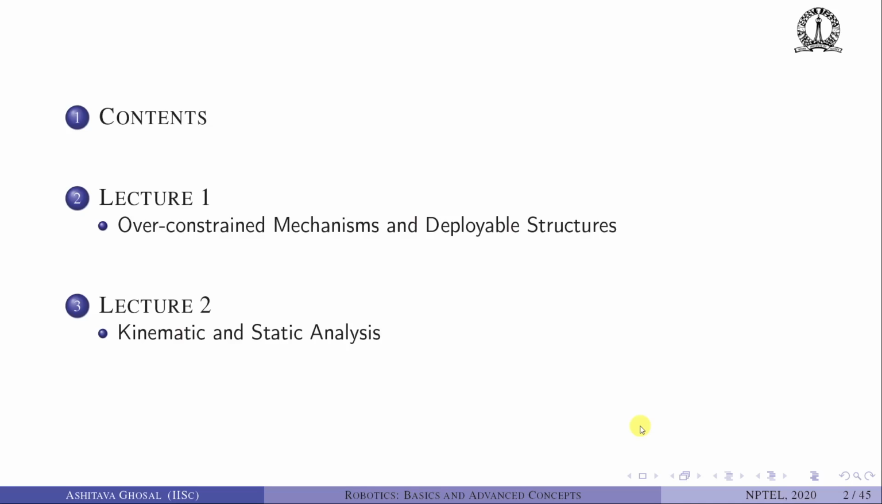I will show you some examples. And in the second lecture this week, we'll look at kinematic and static analysis of over-constrained mechanisms and deployable structures.